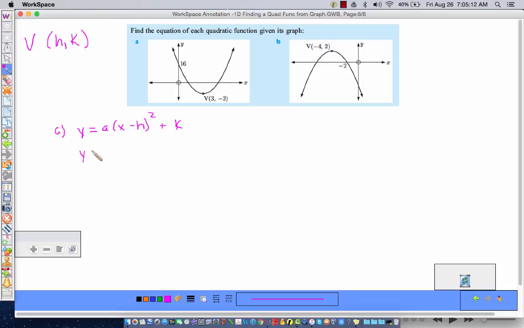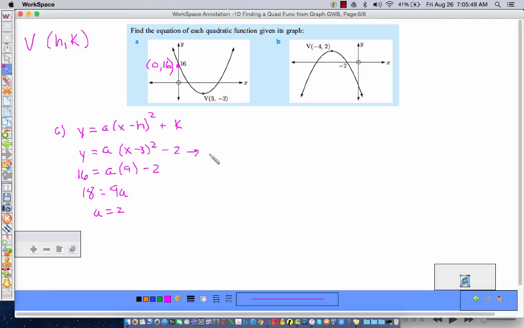So that would give me y equals a times x minus 3 squared, and k is negative 2, so minus 2. And I have the y-intercept, so I have the point 0, 16. And you know the story from here. 16 equals a, x is 0, 0 minus 3 is negative 3, negative 3 squared is 9, minus 2. 18 equals 9a. So a equals 2.